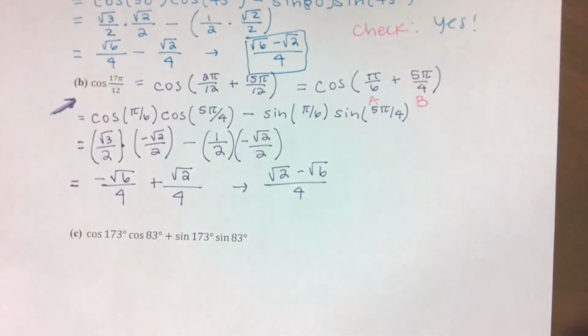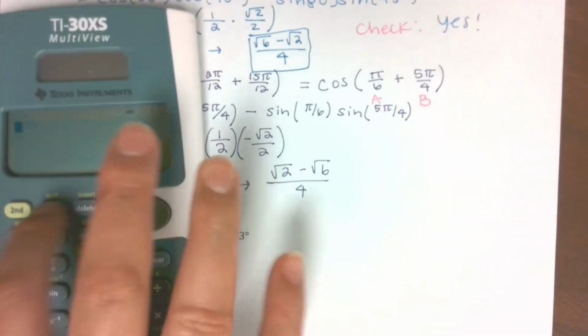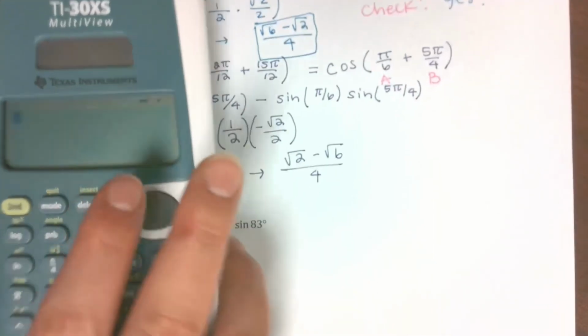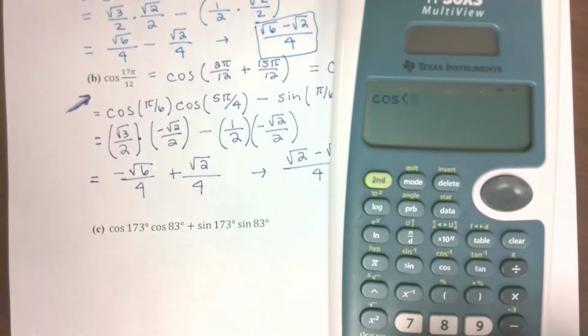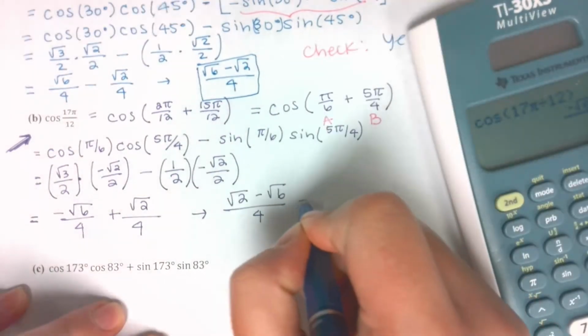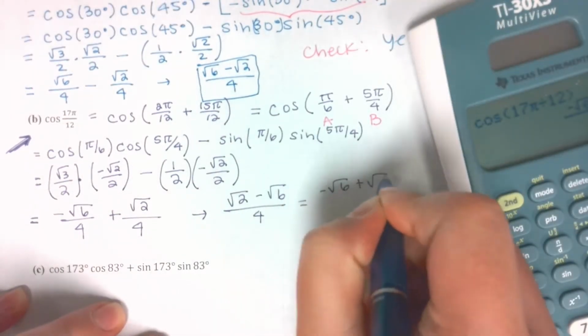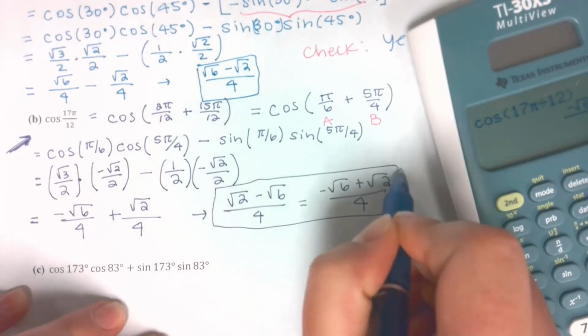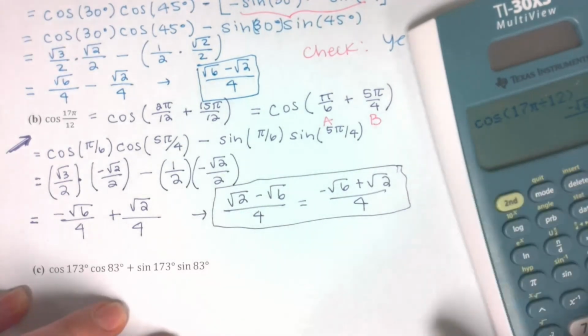Okay, so we want to go back and check. Does cosine of 17 pi over 12 equal negative square root of 6 plus square root of 2 over 4? Yes. Okay, so either way, these are both equal. So I would take either one if you wrote them that way on the test. Okay, they're both the same answer.